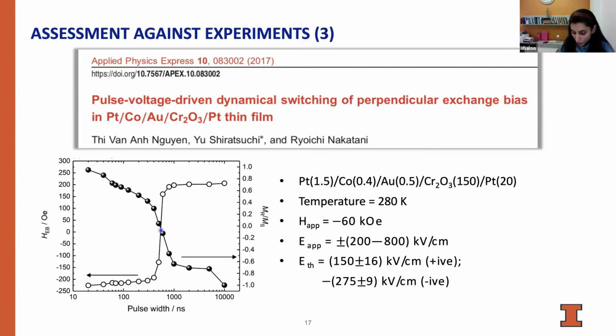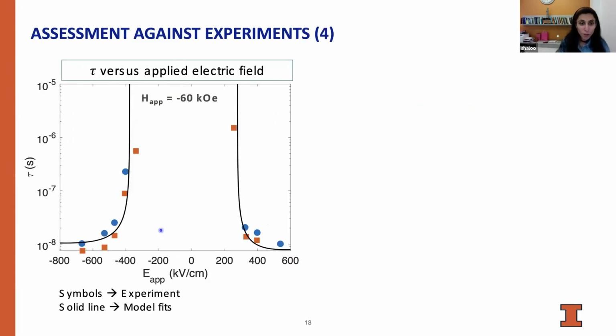We looked at this experiment and applied our model of domain wall propagation, in both the thermal activation and flow regimes, fixing the value of the magnetic field. And we compared the results of reversal time as a function of applied electric field. These symbols are from the measurement data from that paper, and the solid line is the model. We see that our model does a great job at determining the time scales, the trends are similar, and so on and so forth.